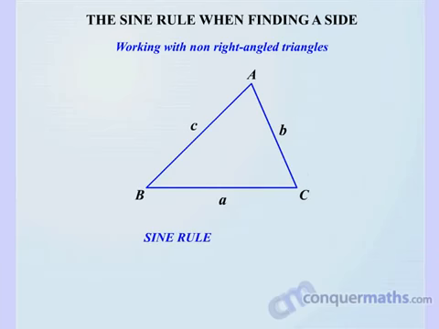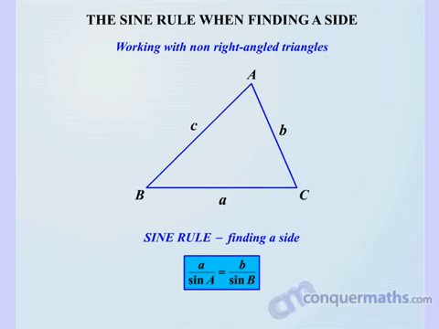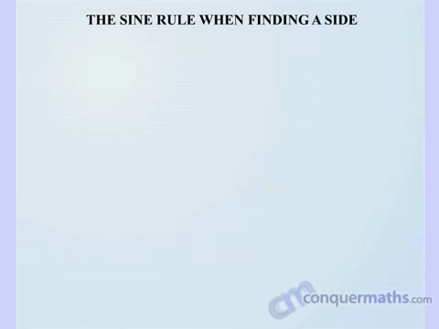Now the sine rule, when finding a side, states that a over sine A equals b over sine B, which equals c over sine C. But for the purposes of solving these equations, we'll just drop off that last part and concentrate on this first pair. Okay, so a over sine A equals b over sine B. Let's look at a few examples.